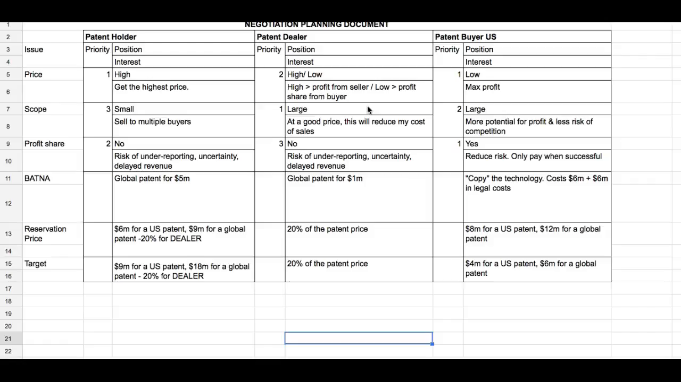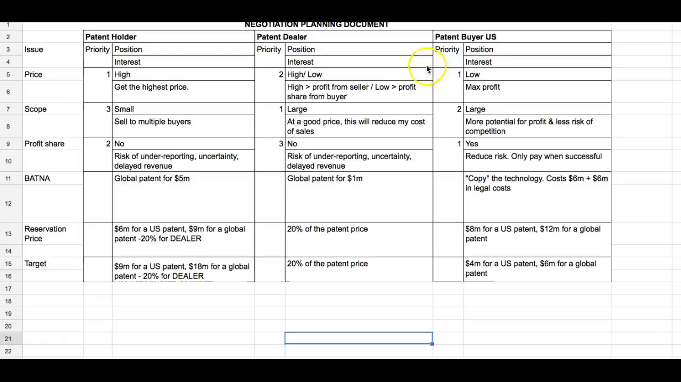I don't know some price rule. Well, we are talking about the patent dealer, and we're talking about price and the dealer. So the dealer is actually, if he's only going to get money from the patent holder, then it's probably best for him to get as high a price as possible.